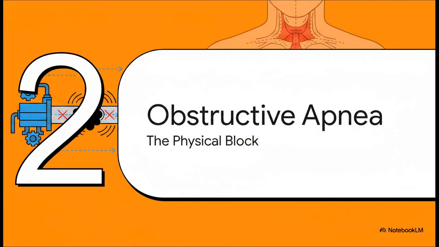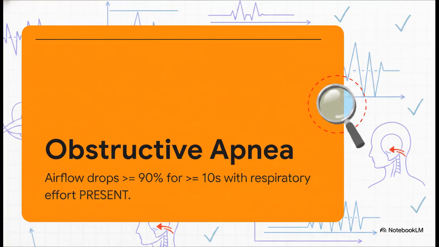Moving on to section 2, let's talk about obstructive apnea, also known as the physical block. The best way to think about this, it's basically a plumbing issue. The pump is working super hard, but the pipe is totally blocked off. According to the strict AASM scoring definition, an obstructive apnea happens when there's a massive drop in airflow. We're talking a reduction of 90% or more from the baseline. And again, that drop has to last for at least 10 seconds.